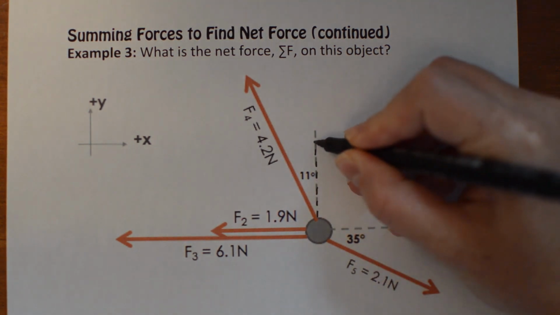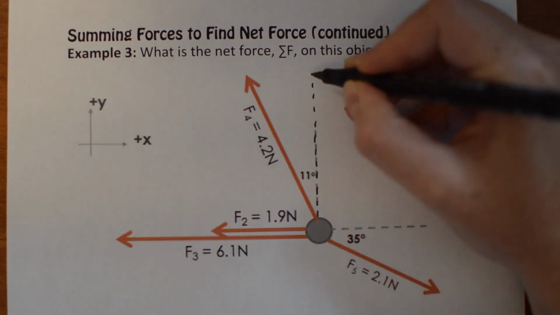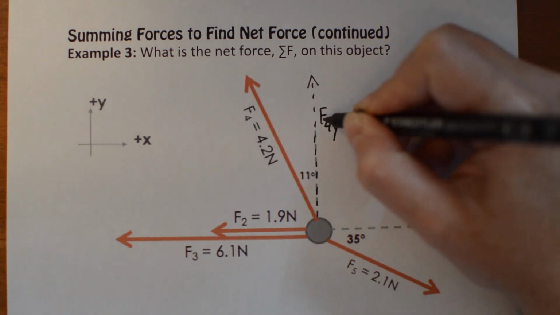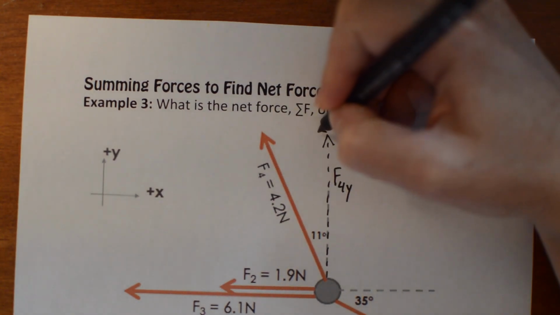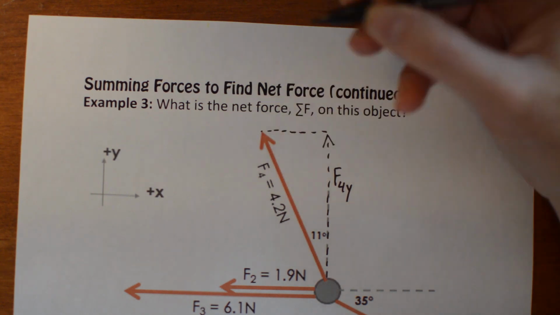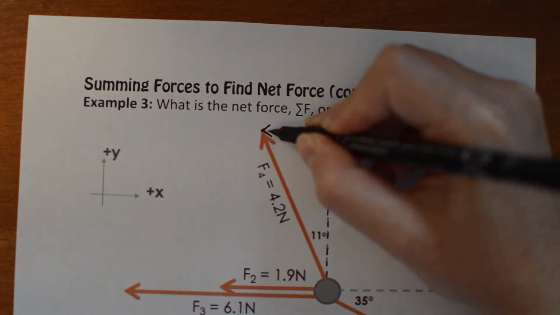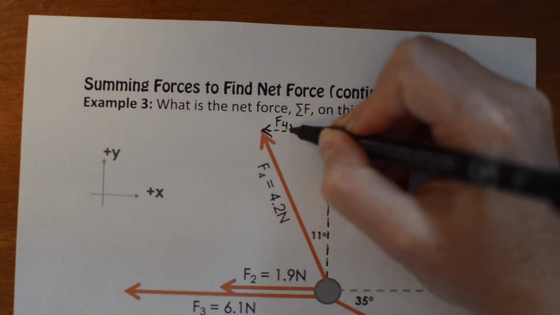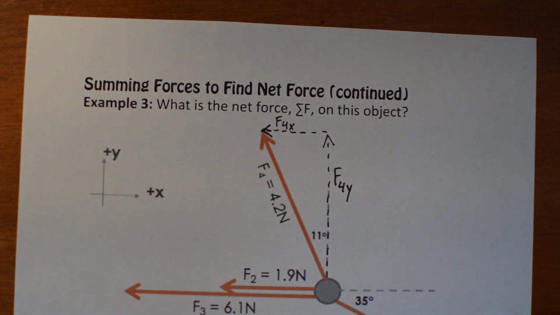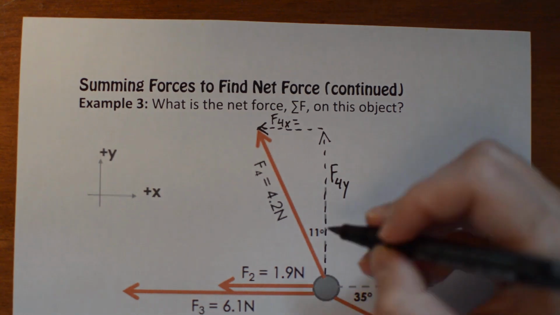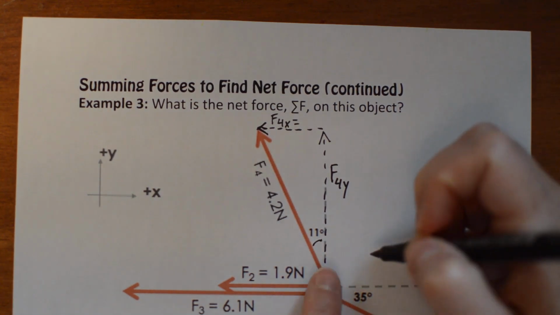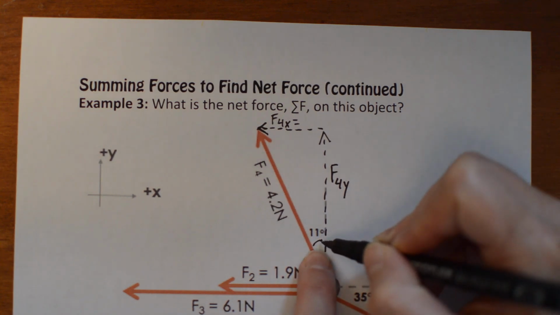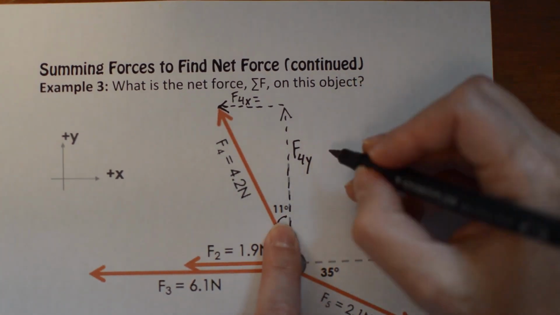So here is F4 in the y direction, and it's up. So this is F4y. And then here is F4 in the x direction, and it's backwards. So don't forget those arrows on it. That's F4 in the x direction. And we'll start by calculating what they are. So using our trick, cos is close and sines are far away. So this guy here, F4y, is close to the 11-degree angle. So I'm going to use cos.